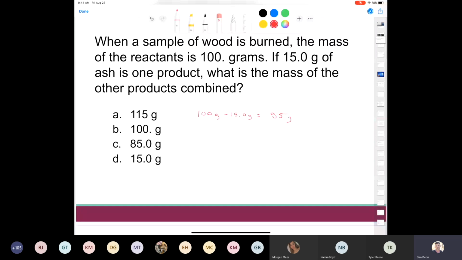In fact, there's a mistake here in significant figures, isn't there? Anyhow, this should say 100.0 grams if the answer is going to be 85.0. Anyhow, let's move on from there. The law of mass conservation, one of those laws you just have to know. Let's move on to another law.